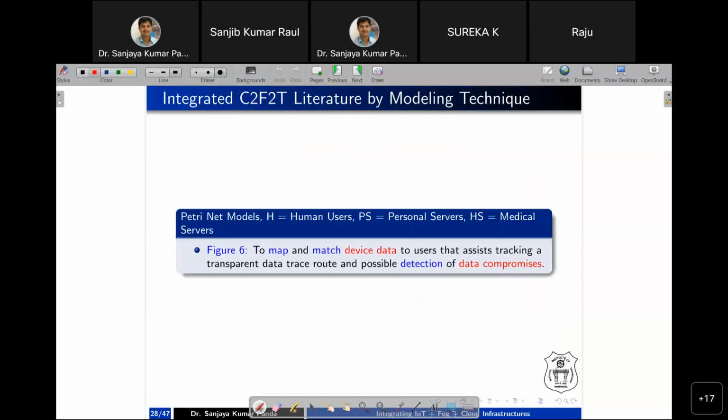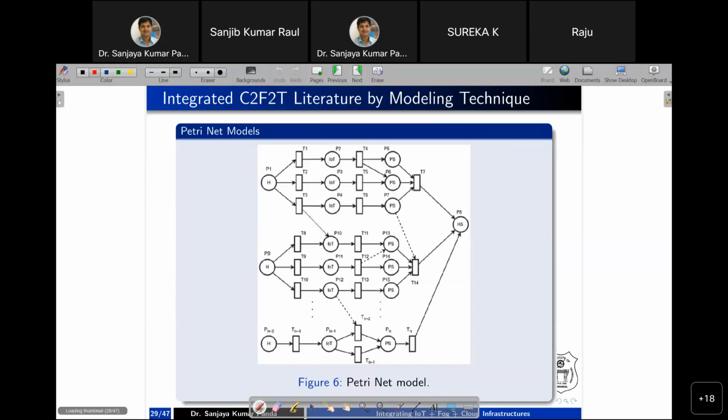Now, they consider three things here. H, they have considered as a human user. PS, they have considered as a personal server. HS stands for a medical server. Okay. So what are our IoT devices? IoT devices are nothing but the users. Fog devices are nothing but your personal servers. And cloud is nothing but our medical server. So there are three layers. So you can see the modeling of that using Petri net.